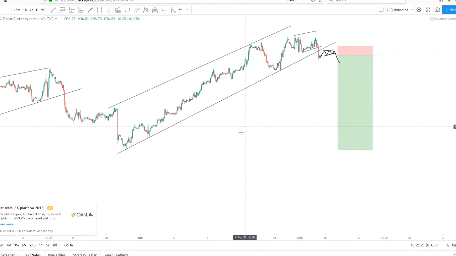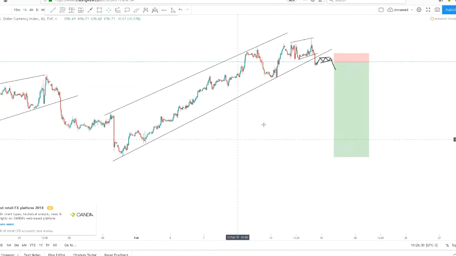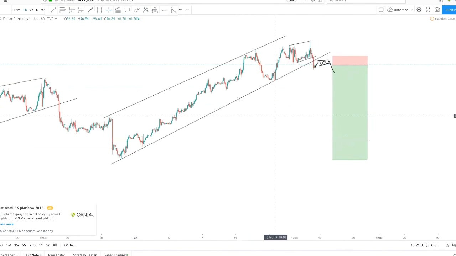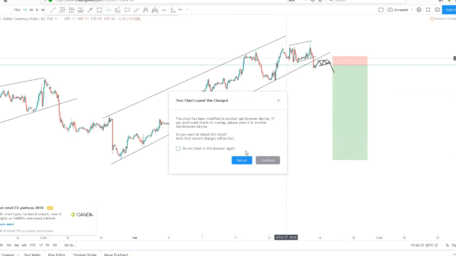Here's the beautiful ascending type pattern, this huge structure one, and then we can see the pattern within the structure.